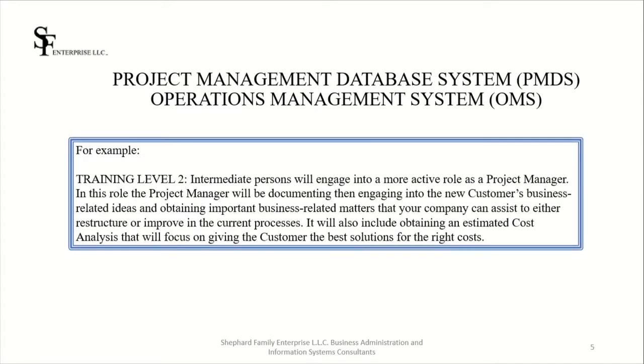For example, in training level 2, intermediate, persons will engage in a more active role as a project manager. In this role, the project manager will be documenting, then engaging with the new customer's business-related ideas and obtaining important business-related matters that your company can assist to either restructure or improve in the current processes. It will also include obtaining an estimated cost analysis that will focus on giving the customer the best solutions for the right costs.